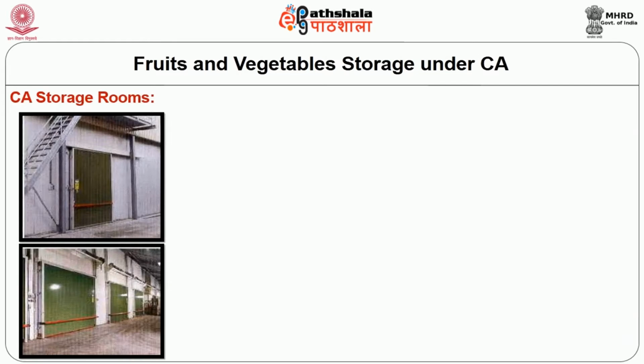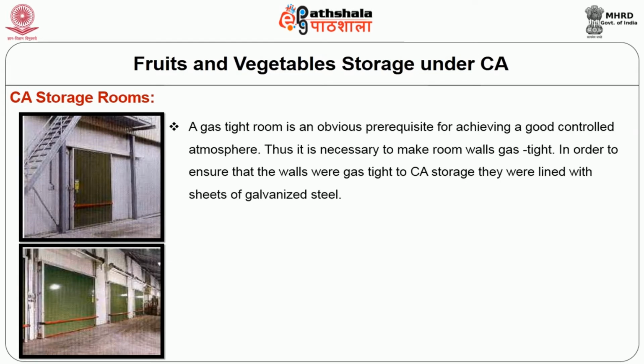CA storage rooms. A gas-tight room is an obvious prerequisite for achieving a good controlled atmosphere. Thus, it is necessary to make room walls gas-tight. In order to ensure that the walls were gas-tight for CA storage, they were lined with sheets of galvanized steel. The following figures are an example of the gas-tight storage.